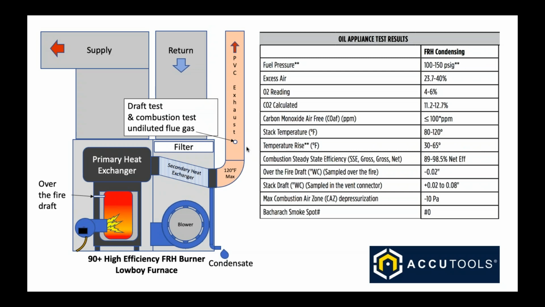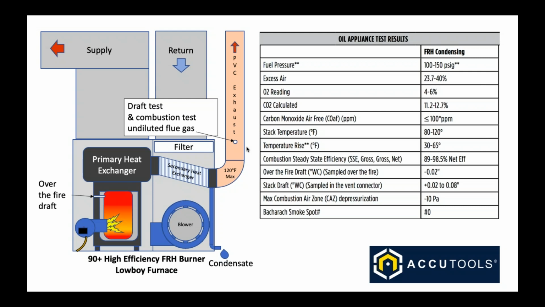And some oil appliances do get into the condensing. We actually have a company here in Cleveland that makes condensing oil appliances, and they have a secondary heat exchanger in there, and that secondary heat exchanger is going to extract additional heat out of the flue gases. And oil can work just as good as gas can when it comes to condensing appliances. They're more expensive because I think oil makes about 15% of our market out here.